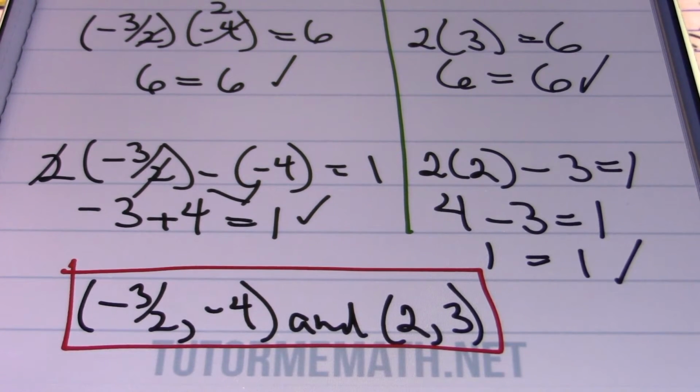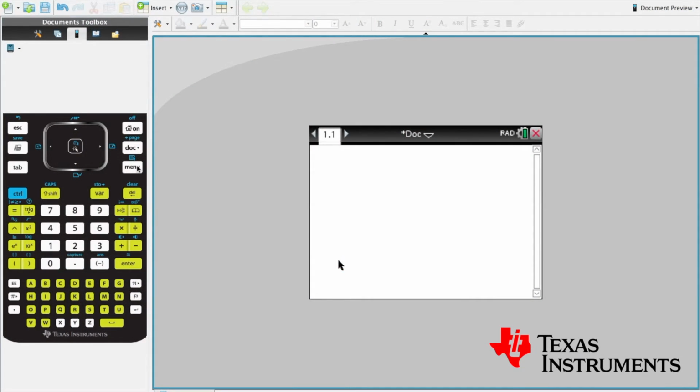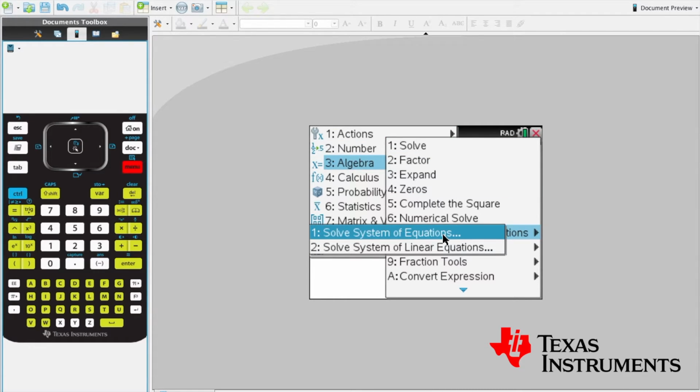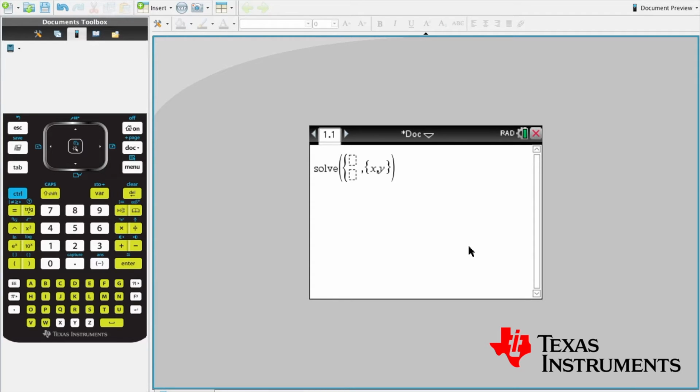And now, once again, hey, Texas Instruments, what you got on this problem? For our second problem, we'll begin by hitting the menu button. We'll once again go to algebra and then solve system of equations. We once again have 2 equations. We'll click OK, and then we'll input our information for our second system. So notice that we have our 2 equations typed in, and all we have to do now is hit enter.